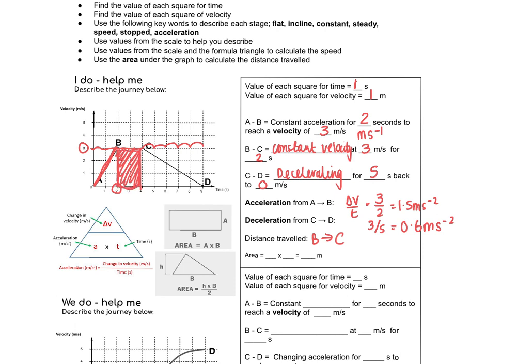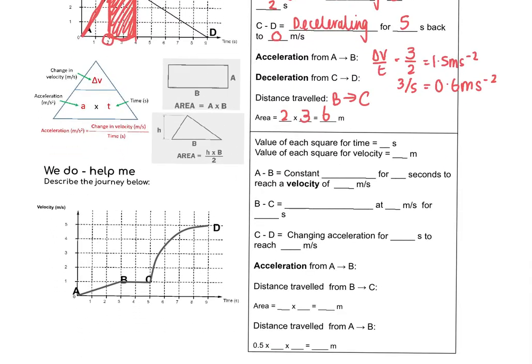And we're going to do the height times the width. So it's going to be 2 wide, 3 high. So from B to C, it's travelled a total of 6 meters. On to our next graph.